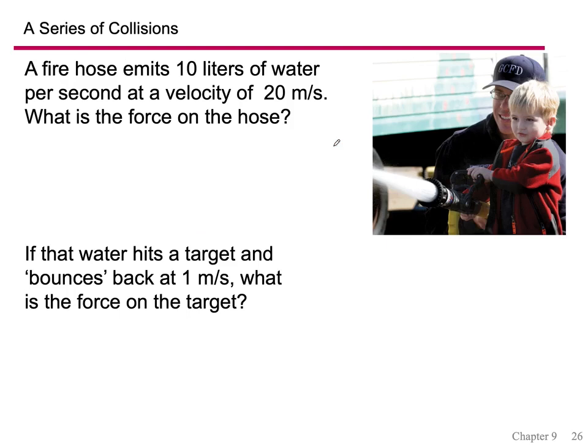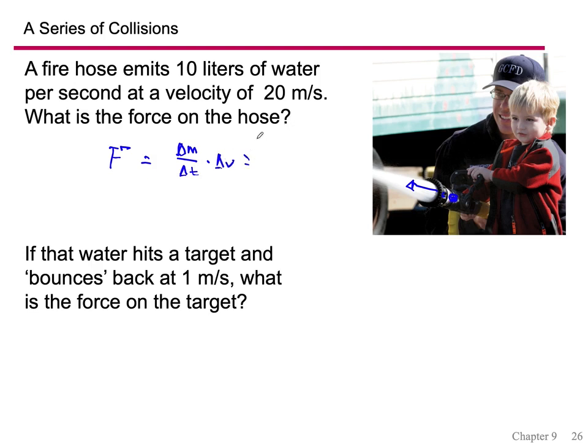Some real quick examples. I don't think I've solved this one. A hose emits 10 liters of water per second at a velocity of 20 meters per second. What's the force on the hose? In this case, for the change in velocity, we'll assume that the water is traveling fairly slowly inside the hose, but when it goes to the nozzle here, it focuses it and gives it a large velocity. We know that the force is just equal to the change in mass over delta t times delta v.